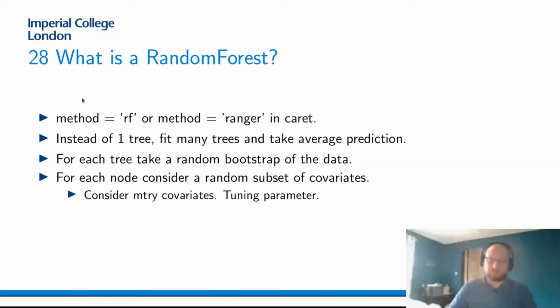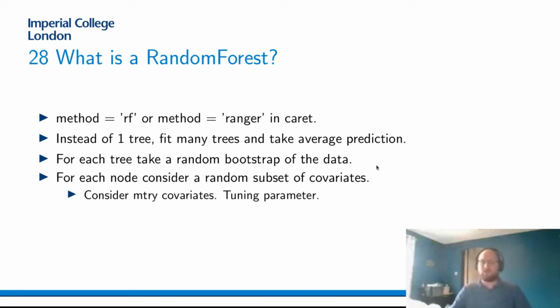So random forest, you can access it in caret by switching that method argument to rf or ranger. Ranger is a more modern implementation of the same model. Instead of fitting one tree, like in our part 2 decision tree, you fit a lot of trees, maybe 1,000 trees, and take an average prediction over them.